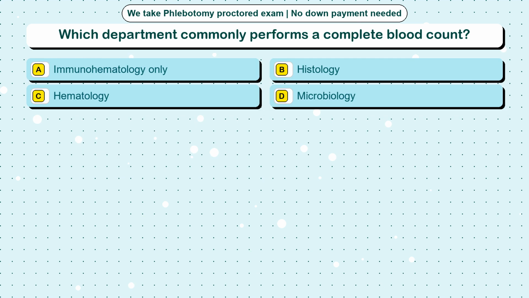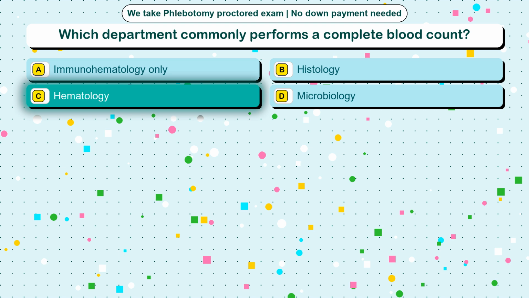Question 65. Which department commonly performs a complete blood count? Option A. Immunohematology only. Option B. Histology. Option C. Hematology. Option D. Microbiology. The correct answer is option C.